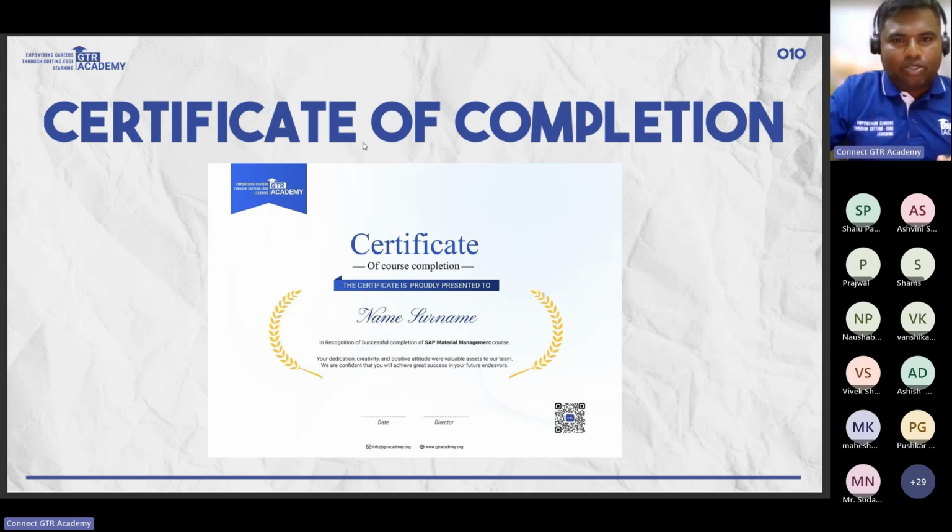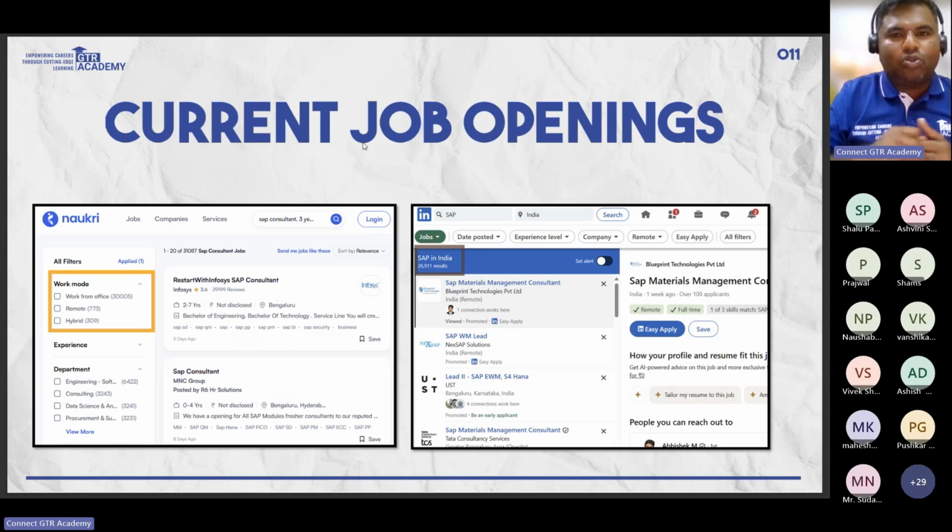Yes. So today, before starting the session, I went to the job sites to understand the current openings and current trend with respect to SAP MM and the different SAP modules we are talking about. For today's timeline, I can see that we have a total of 30,000 openings on Naukri. Naukri, as you are all aware, is purely an India-based job searching portal. So for India itself, we have 30,000.